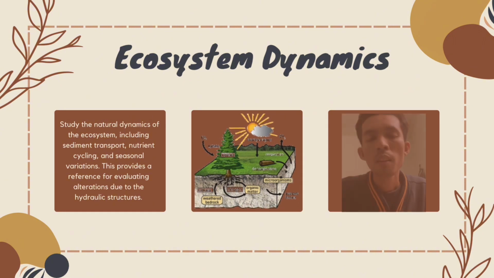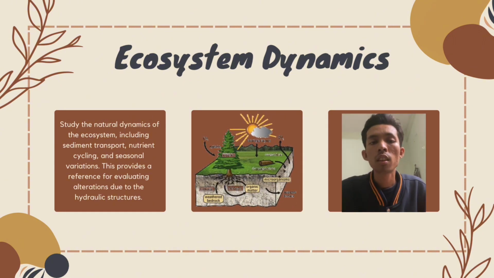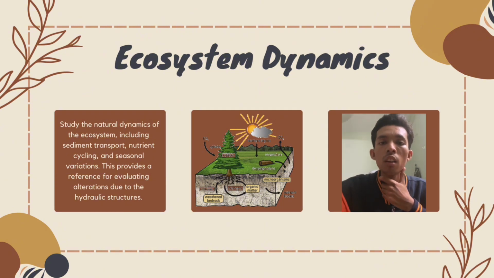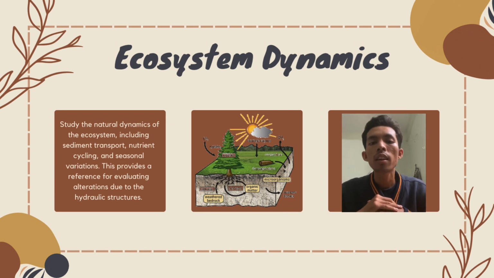Okay, the last is ecosystem dynamics. Ecosystem dynamics is the study of the natural dynamics of the ecosystem, including sediment transport, nutrient cycling, and seasonal variation. This can provide a reference for evaluating the alteration due to the hydraulic structure. Okay, I'll give an example. They might observe the regular flooding and receding of water level, which naturally transports sediment and contributes to nutrient cycling in the wetland. So this baseline will serve as a reference point.